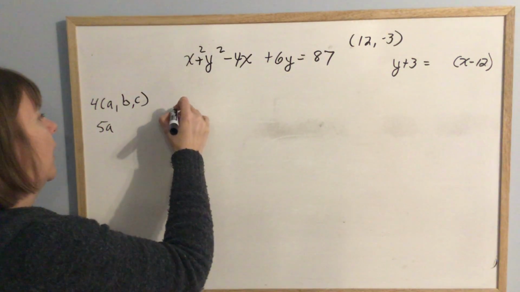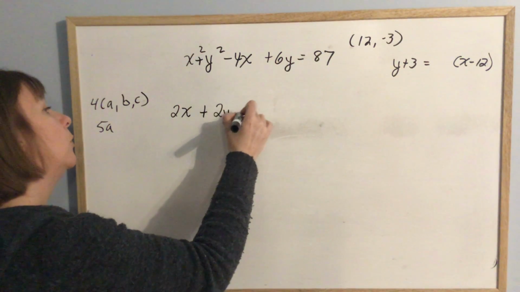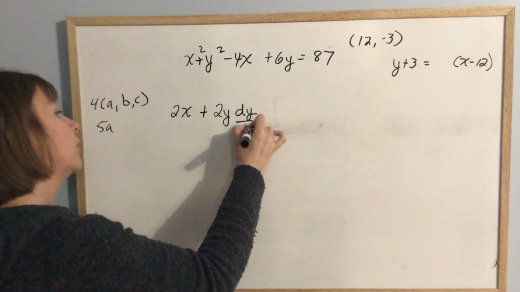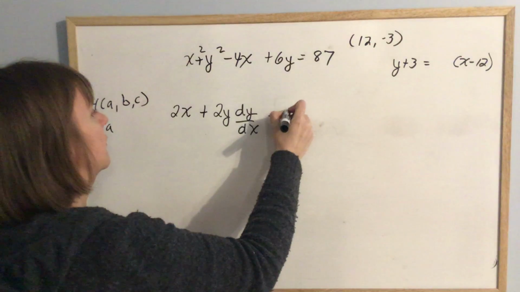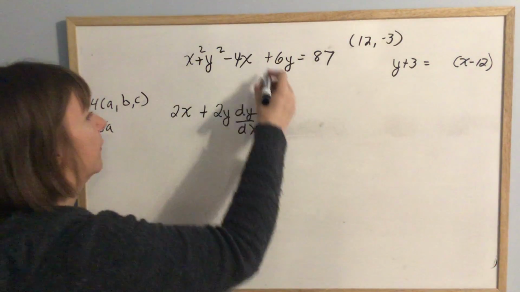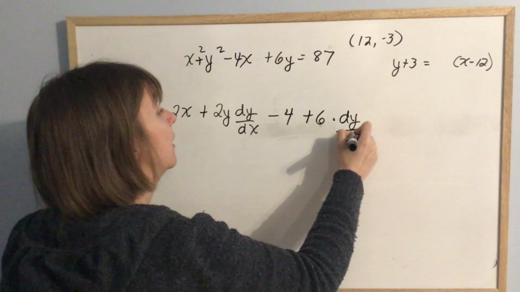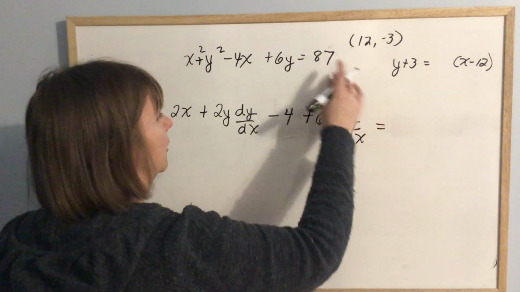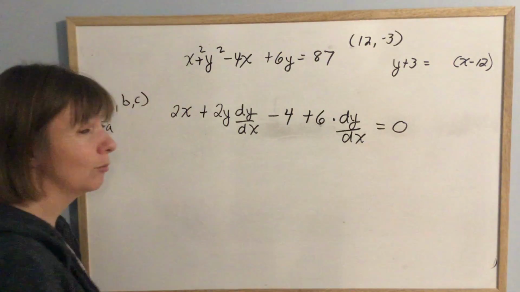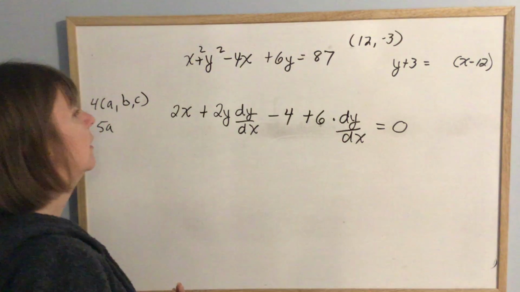So derivative of x squared is 2x. Derivative of y squared is 2y, but I have to say I did that with respect to x. Derivative of 4x is just 4. Derivative of 6y is 6, but again, because it was a y, I have to say I did the derivative of y with respect to x. Derivative of 87 is 0. This one's actually easier than the last one because there's no product rule in it.